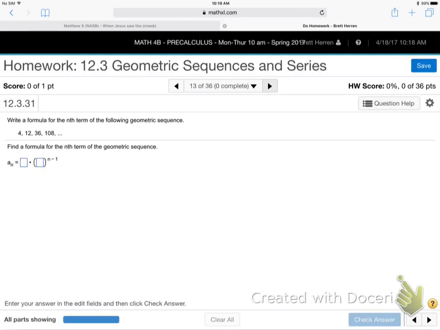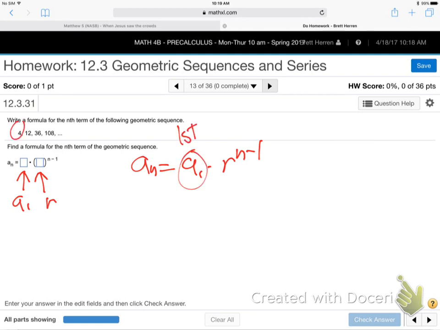Let's try that one. 4, 12, 36, 108. So they just want the formula. Yeah, remember the formula is A sub n is A1 R to the n minus 1. All right, so basically they just want me to stick the A1 in there, and the R in there. That's all they want me to do. So what's the A sub 1? What does A sub 1 always mean in all these formulas? First term, yeah. That's just the 4.